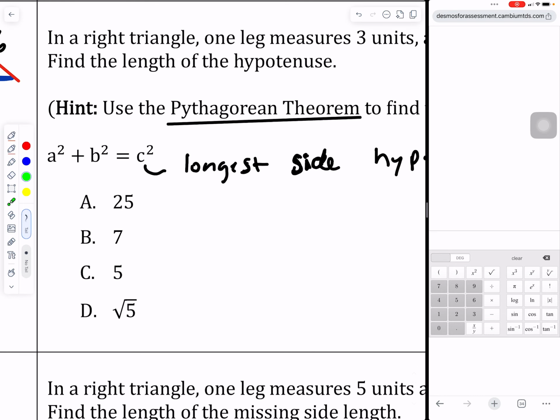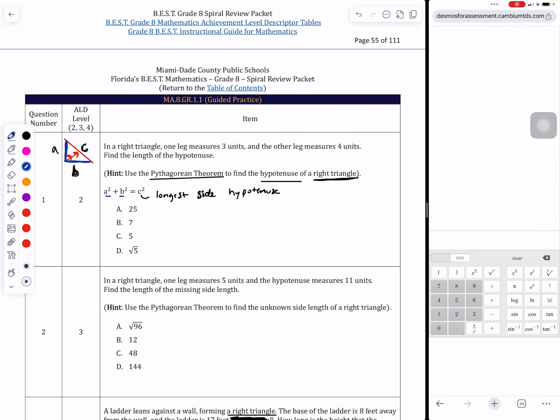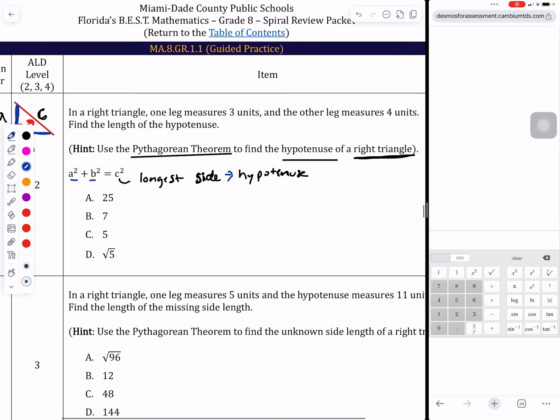We use this formula here: A squared plus B squared is equal to C squared, where C is the longest side, the hypotenuse. So let's start with this problem.